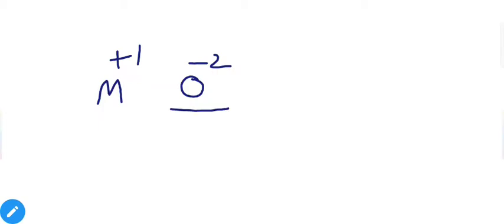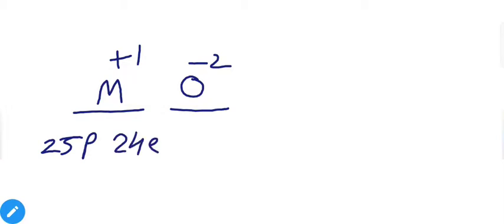A simple illustration: suppose we have a metal with a +1 charge and oxygen with a -2 charge. Obviously, as we know, oxygen attracts electrons strongly, and in oxide formation, if the bond is ionic, then oxygen will be in the -2 oxidation state. Let's say our metal contains 25 protons at the center and now has 24 electrons, so that's why it is +1 in charge. Right now 25 protons are attracting 24 electrons, so the attraction will be comparatively moderate.